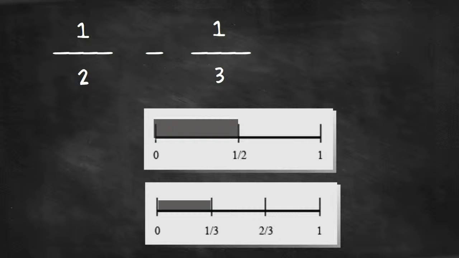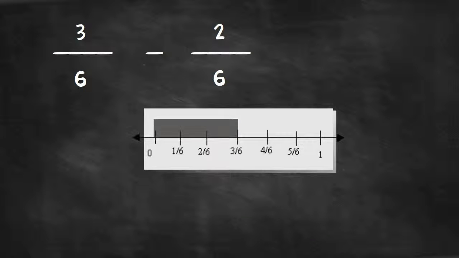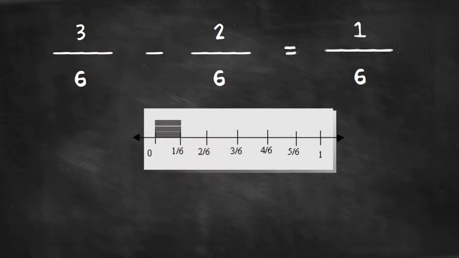We must now break up our number line into 6 equal parts, but leaving the same amount shaded on each one. Next, looking at the top number line, we must subtract 2 parts, leaving us with 1 part remaining, or an answer of 1/6.